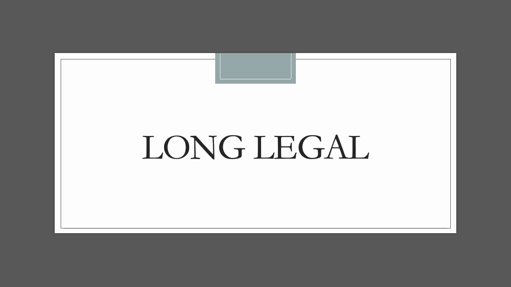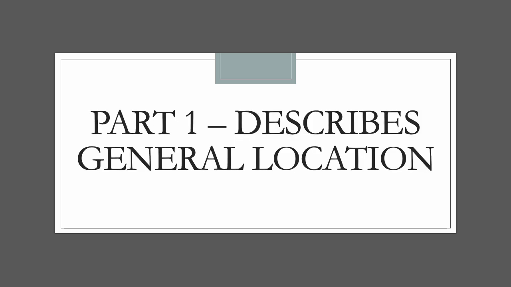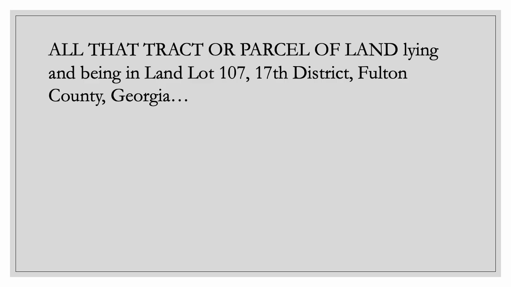Now let's walk through the general format of a long legal description. Part 1 is going to describe the general location of the property, and it's going to be by reference to a land lot, a district, a section, if applicable, and the county. And this initial part helps to broadly situate the property within its geographic and governmental context. So it's the same first step as in a short legal description. Like all that tract or parcel of land lying and being in Land Lot 107, 17th District, Fulton County, Georgia.